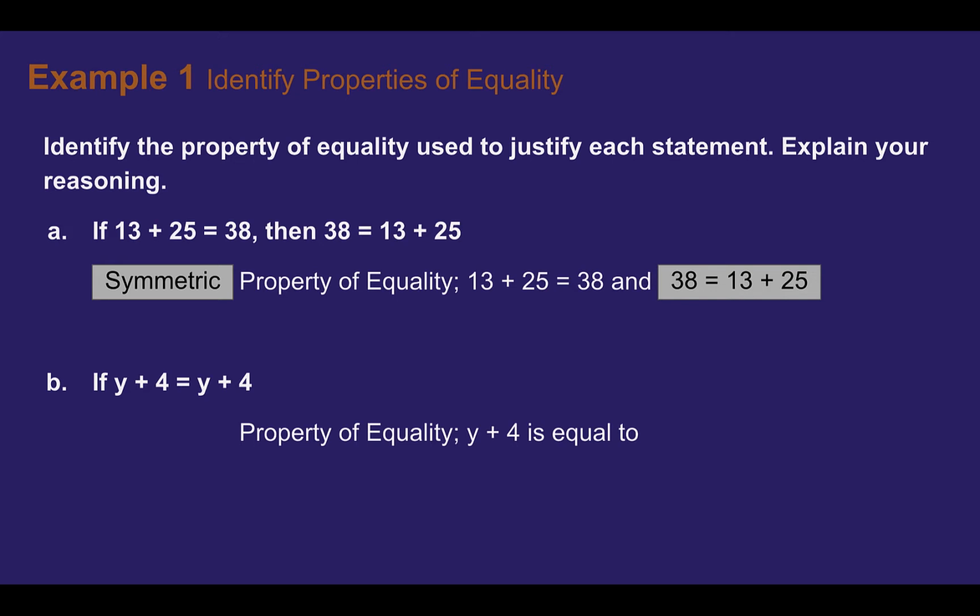Part B, if y plus 4 equals y plus 4, then what property are we showing? That's the reflexive property. If we have one thing equal to itself, that's the reflexive property. Y plus 4 equals y plus 4. Same thing on both sides.